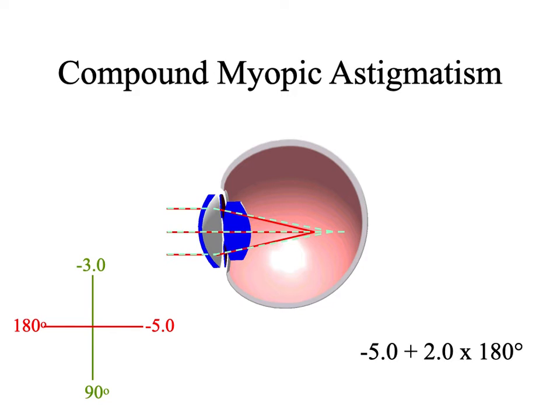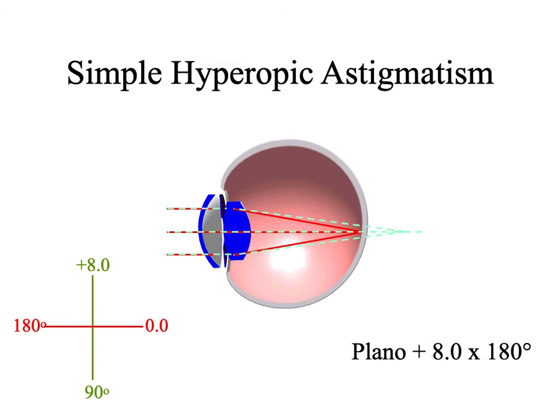Both of them fall on the same side of the retina. If they're both falling in the vitreous, then this is compound myopic astigmatism. -5 plus 2 axis 180 gives us a total power cross with arms of -3 and -5. Similarly, simple hyperopic, we see that one of the arms of the total power cross is plus, the other one is 0.